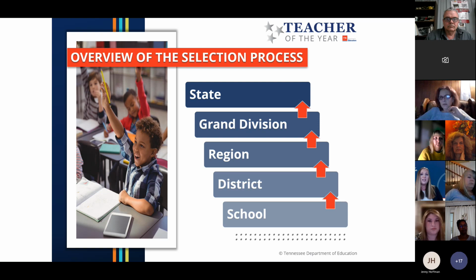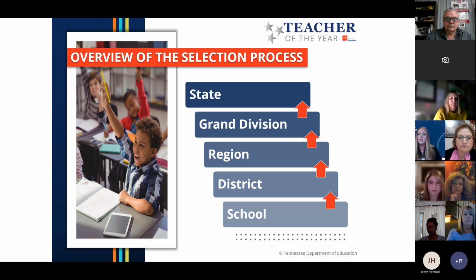Teachers of the Year are selected competitively through 5 cycles: school, district, region, grand division, and state in 3 grade bands: pre-K through 4, 5 through 8, and 9 through 12.